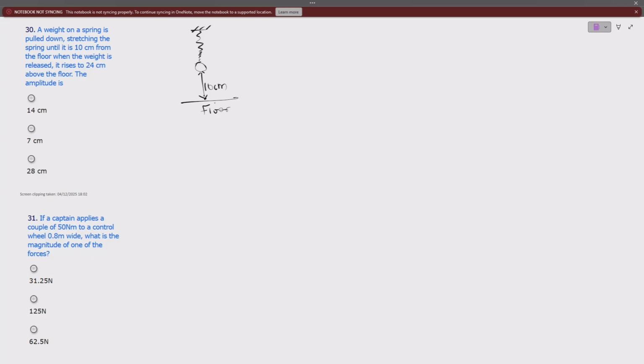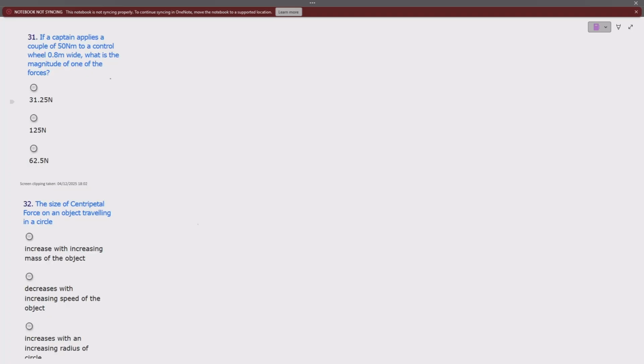When the weight is released, it rises 24 centimeters above the floor. What is the amplitude? So when the weight is released, that is 24 centimeters above the floor. What is the amplitude? That is the distance traveled by the oscillation. So it's going to be 24 minus 10, divided by 2. That is 14 divided by 2 equals 7 centimeters.